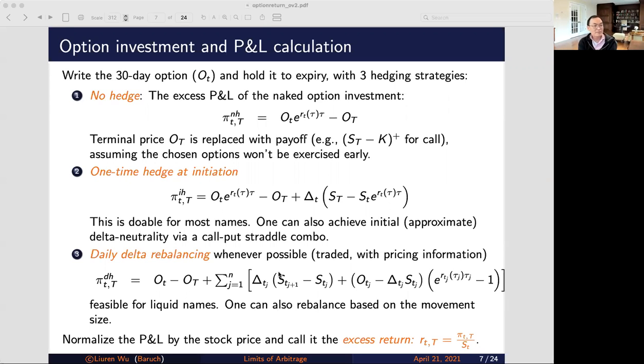Probably this is the conservative side. Normally on the desk you have a budget on Vega, maybe, and the budget on Vega is close to the option price. And then you also have a notional budget. No matter how you hedge, you have a notional budget. So we define it on the notional, the P&L over the stock price. So this is a very conservative calculation of a return.